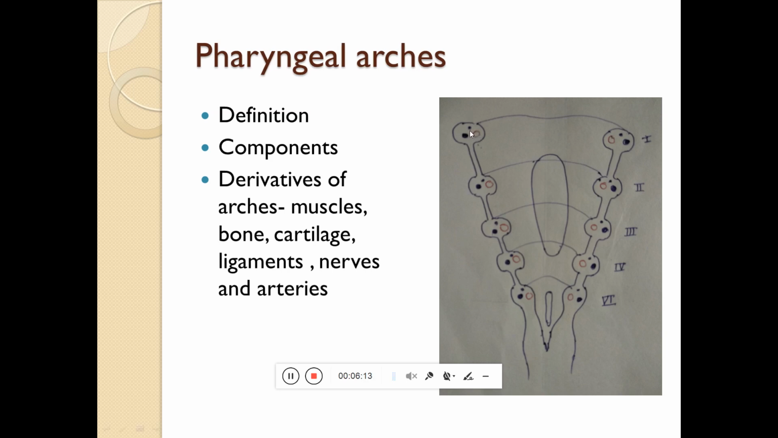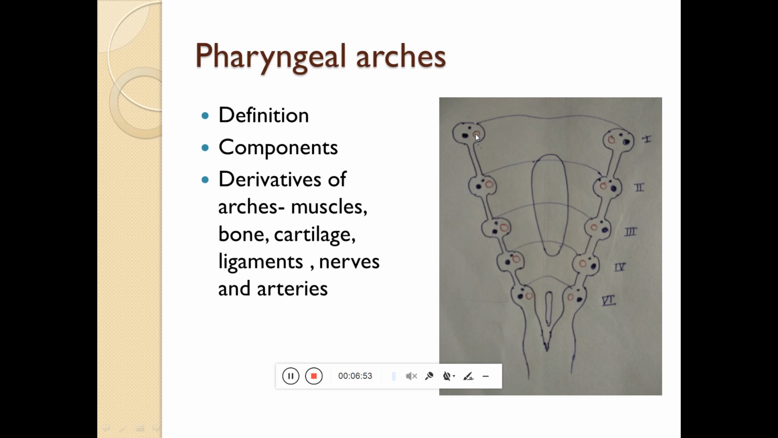Suppose the first arch. The first arch is also known as the mandibular or maxillary arch. The nerves of the first arch are the maxillary and mandibular nerves. The chorda tympani also plays some role in the first pharyngeal arch, particularly in special taste sensation. Now, which are the muscles of the first arch? The nerve of the first arch is mainly the mandibular nerve. So the muscles supplied by the mandibular nerve are also developed from the first pharyngeal arch.